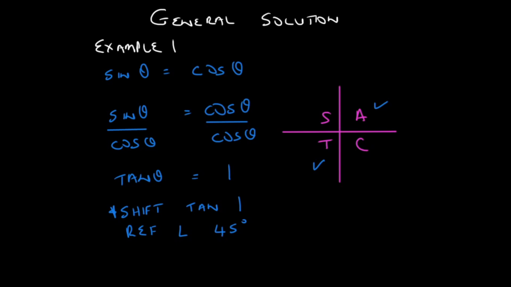We see that sine theta is equal to cos theta. Now what we saw in the previous video was that sine theta is equal to a half, but what we have here are two ratios. And I want to show you what to do in this case.